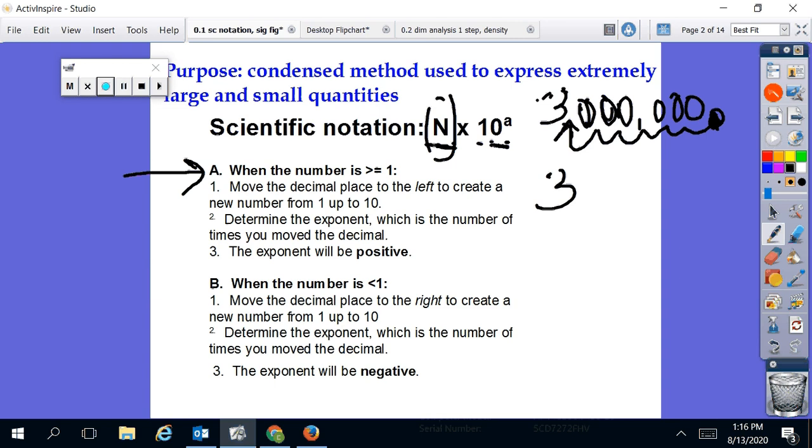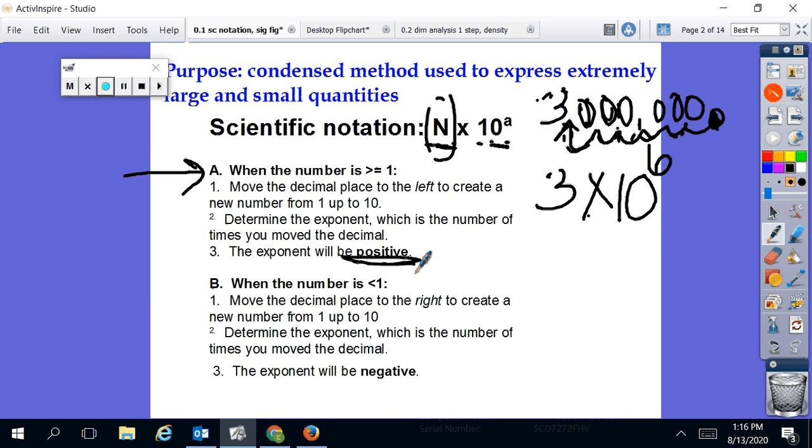So it's going to be 3, and then you write it as times 10, and then you count how many decimal places you moved it over. In this case, you moved over 1, 2, 3, 4, 5, 6. So the exponent is going to be a positive 6. And you can see that for a big number, when the number is greater than or equal to 1, the exponent is positive. And the same thing goes if you have a little number.